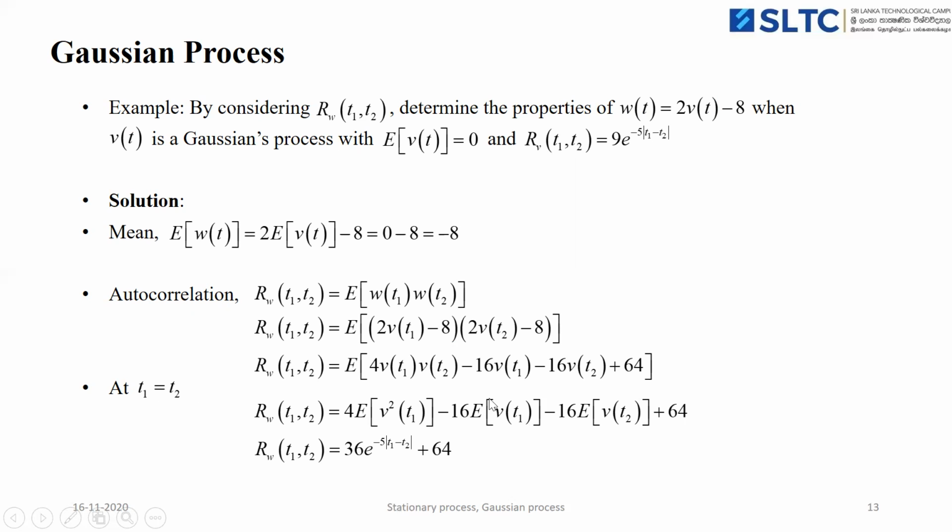And we know that the expectation of V of t equals 0. That is, the mean value of the Gaussian random process is 0. So the second and the third terms become 0. The 64 is a constant, but the first term is the mean square value of the random process. So it will be equal to the autocorrelation function, 9 e power minus 5 modulus of t1 minus t2, right? So 9 into 4 equals 36 e power minus 5 modulus of t2 minus t1. You have to substitute here, plus 64. So this is the autocorrelation function for the given random process.